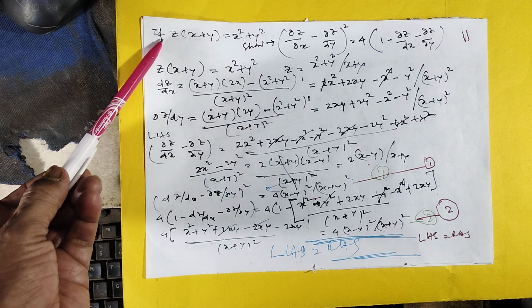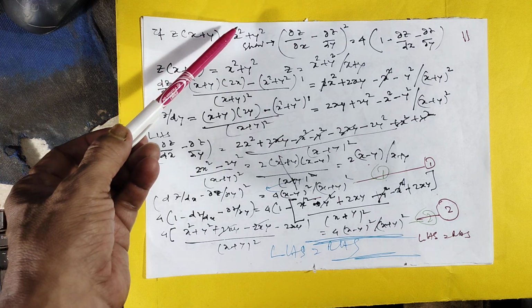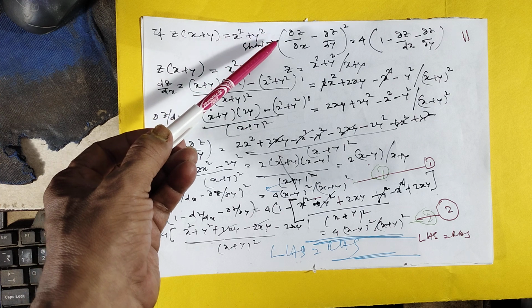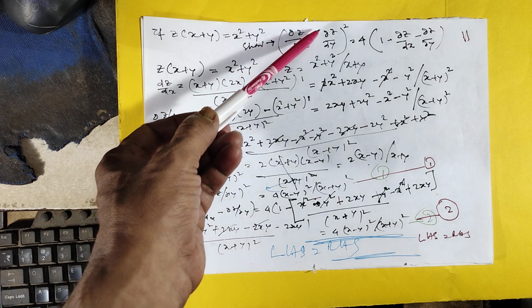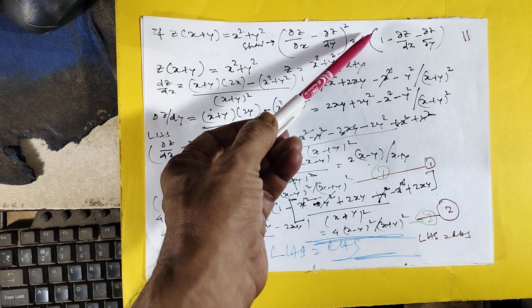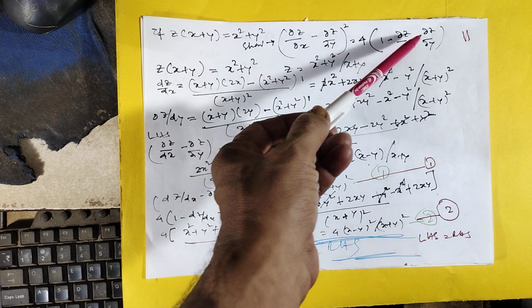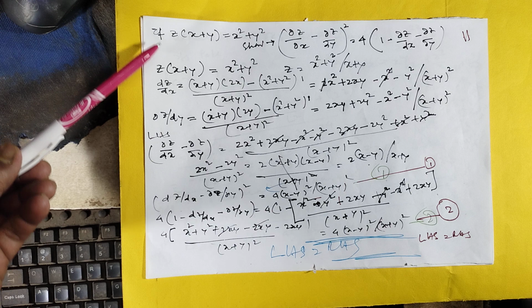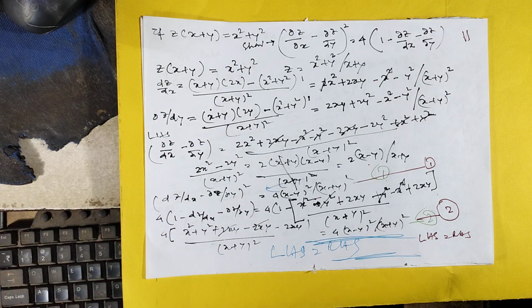If z is equal to (x plus y) divided by... z (x plus y) is equal to x square plus y square, then (dz by dx minus dz by dy) whole square is equal to 4 (1 minus dz by dx)(1 minus dz by dy). If we solve the left hand side and right hand side, the left hand side is coming 4x minus y whole square divided by (x plus y) square. Here also the right hand side is coming 4 (x minus y) whole square divided by (x plus y) square. So LHS is equal to RHS. It is satisfied.